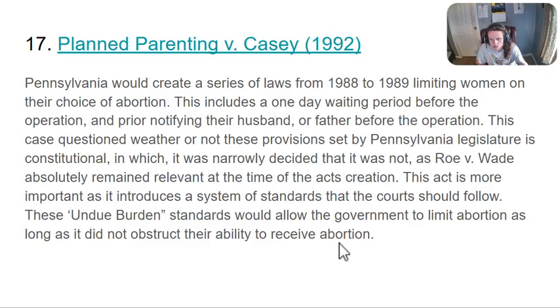Lastly, we have Era 6, the Rehnquist and Roberts Courts. Number 17 is Planned Parenthood versus Casey in 1992. Pennsylvania would create a series of laws from 1988 to 1989 limiting women on their choice of abortion. This includes a 1-day waiting period before the operation and prior notifying their husband or father before the operation. This case questioned whether or not these provisions set by a Pennsylvania legislator are constitutional, in which it was narrowly decided that it was not.